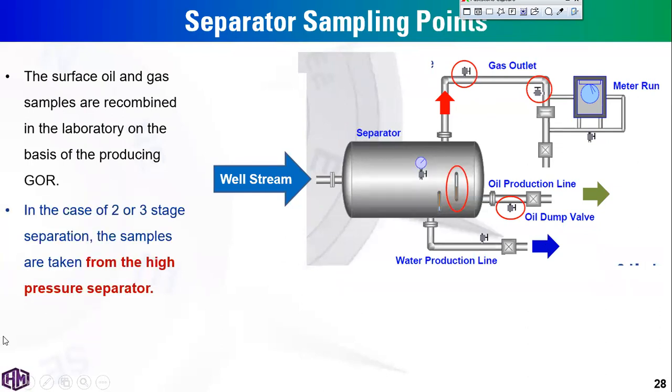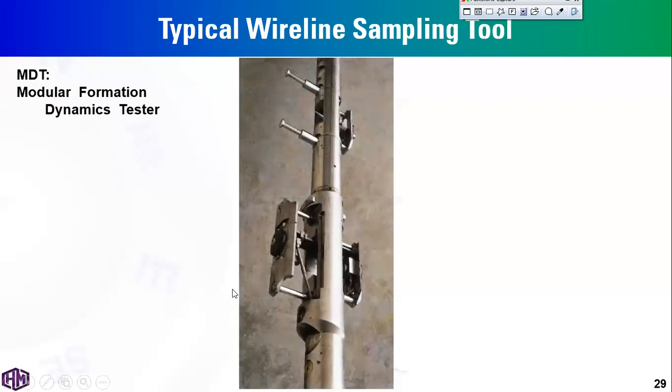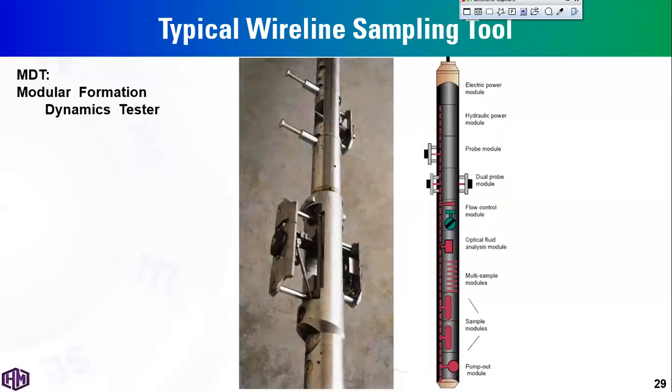If we actually have two or three stage separators, in that case, the samples will be collected after the outlets of the high pressure separator. Bottom hole wireline sampling: one of the widely used techniques is the modular formation dynamic tester (MDT).